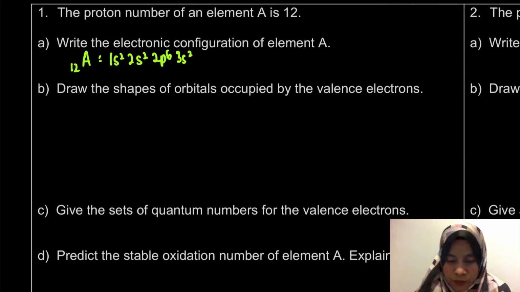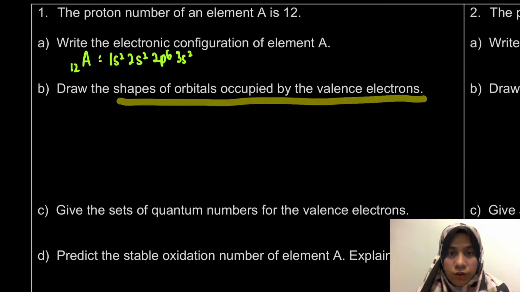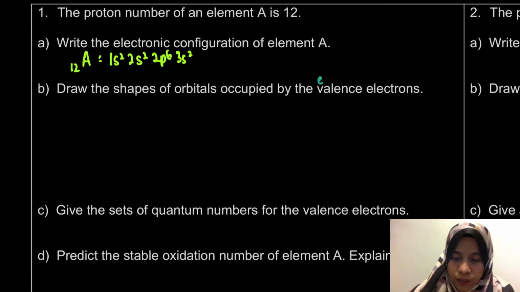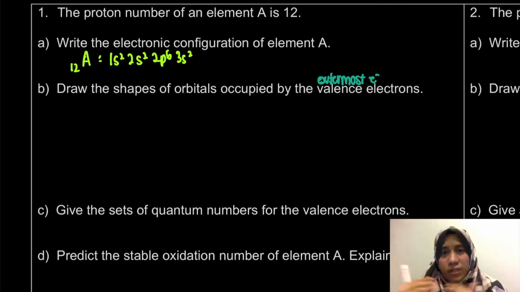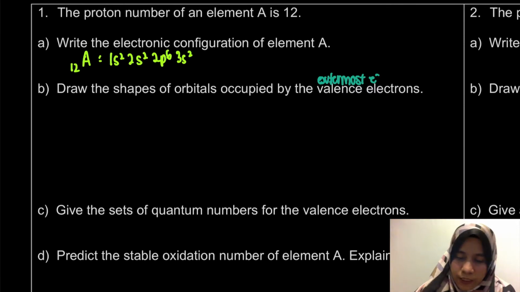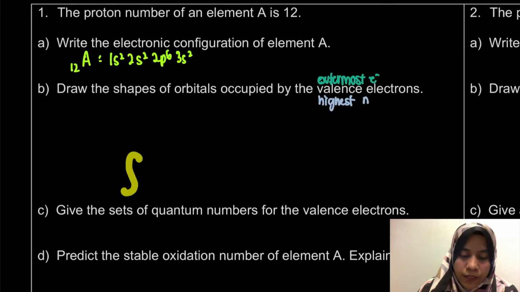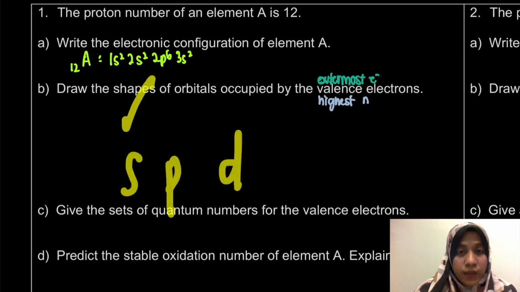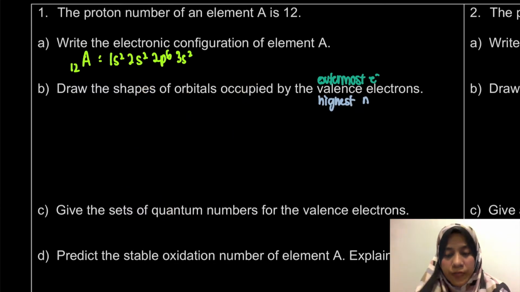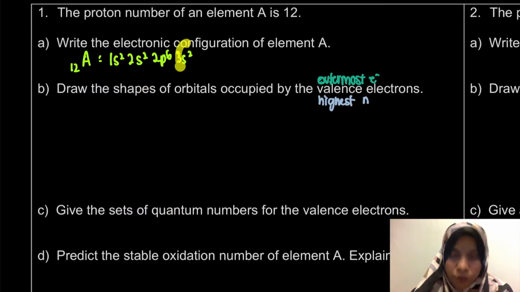Question B. Draw the shapes of orbital occupied by the valence electron. The valence electron is the outermost electron, the electron furthest away from the nucleus. Or simply, the one with the highest principal quantum number. In this case, the highest principal quantum number is n equal to 3. So draw the shape of the orbital. We have the shapes s, p, d. We have learned spherical shape, dumbbell shape, cloverleaf shape. In this case, when n equal to 3, we only have the s orbital, so we will draw the s orbital.